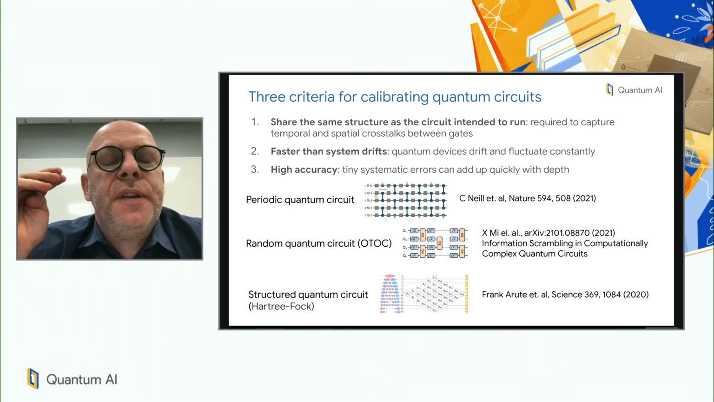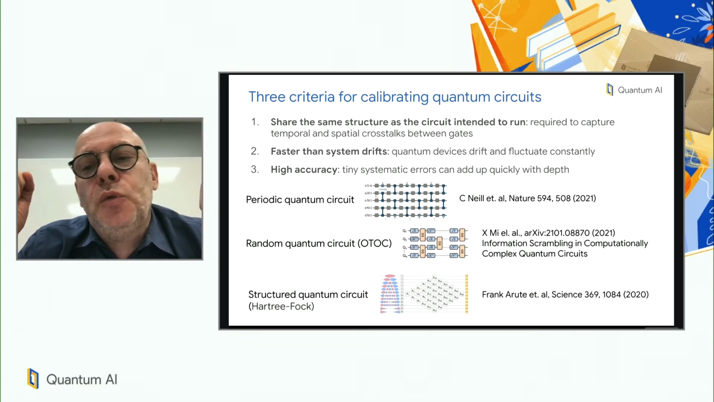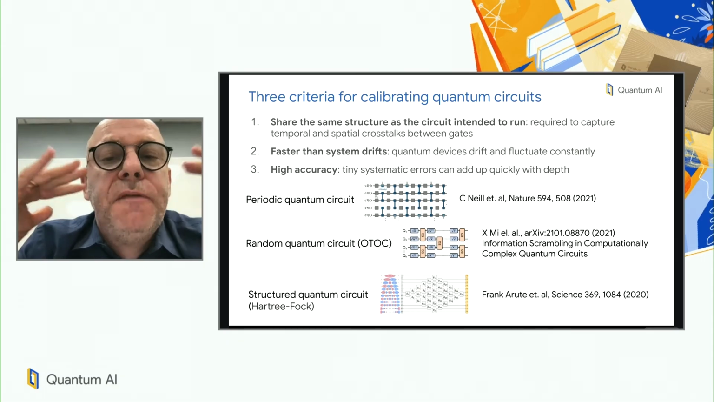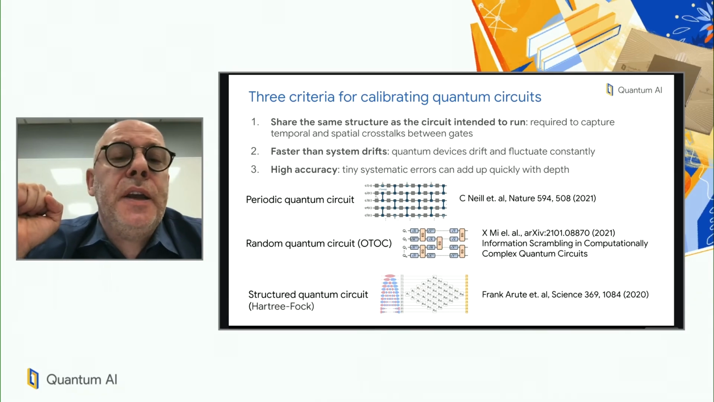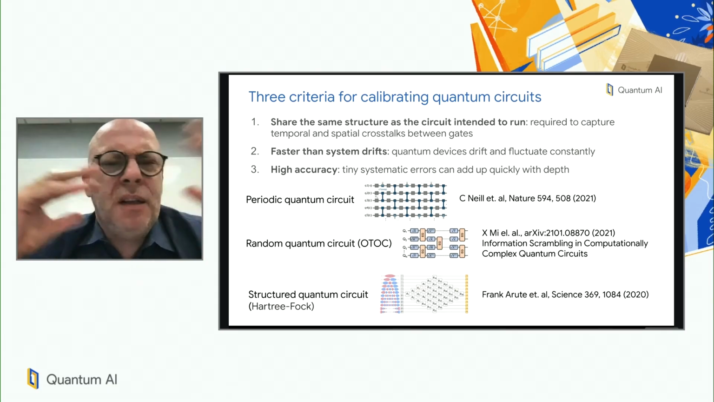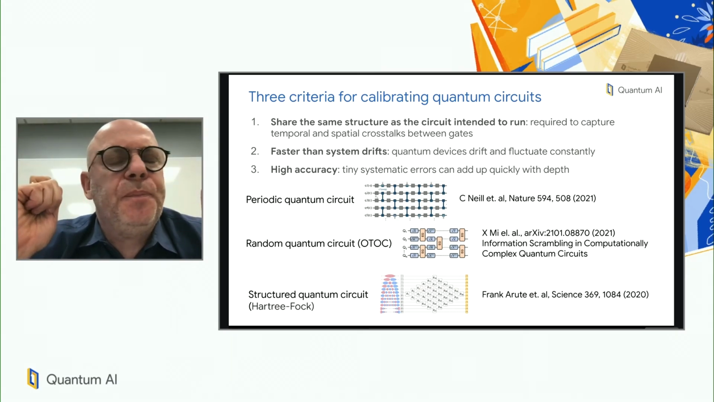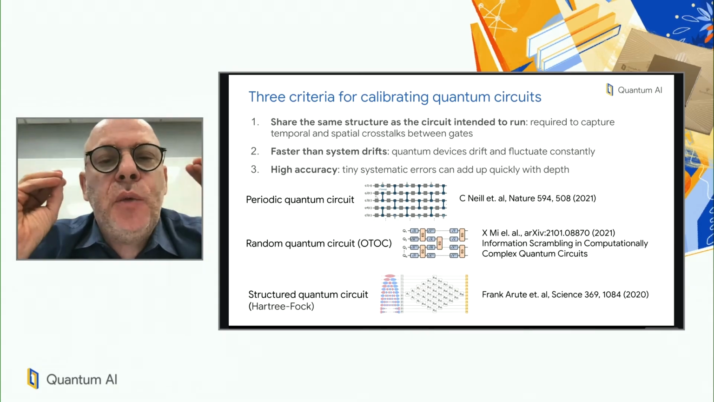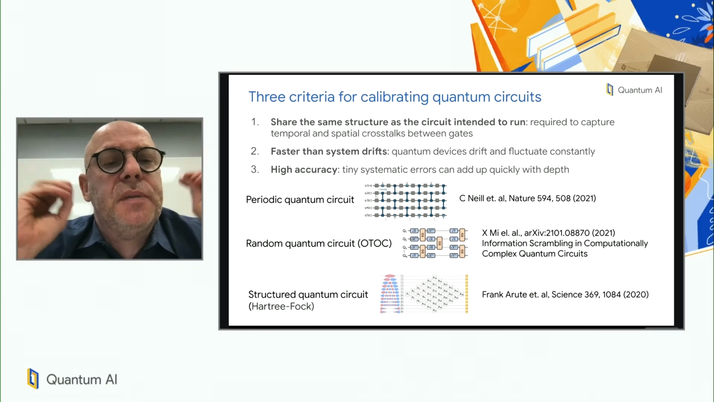The second condition is that your calibration has to be faster than system drifts, because quantum devices drift and fluctuate constantly, so you have to be faster than that. And third, it needs to be very high accuracy if you want really clean data for a large number of qubits and a large number of gates, because systematic errors can add up quickly. And if you calibrate very well to systematic errors, even some of the noise properties are suppressed.